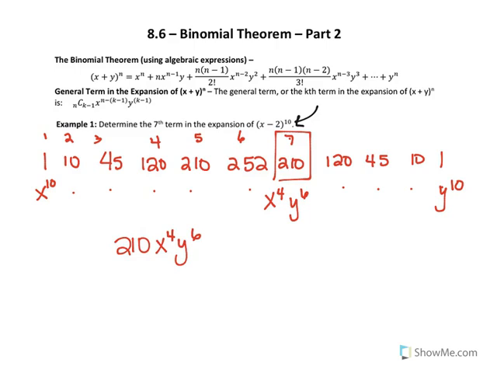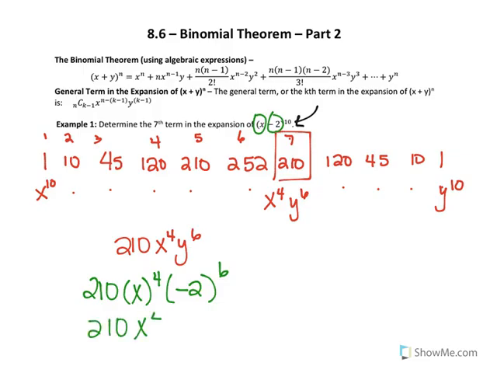And then I'm going to plug in my x and my y values. So x is actually x. So we have 210 times x to the power of 4. And y is negative 2. So I'm going to plug in a negative 2 to the power of 6. So we have 210 x to the power of 4 times 64. So my seventh term is 13,440 x to the power of 4. And that's all you do.